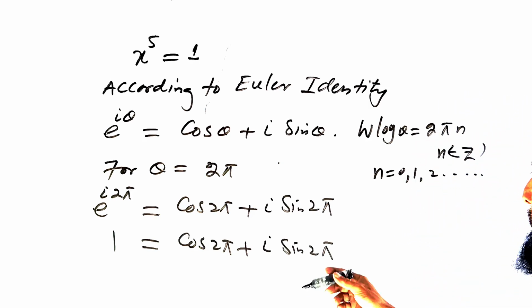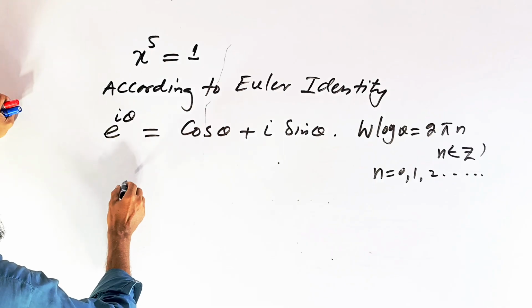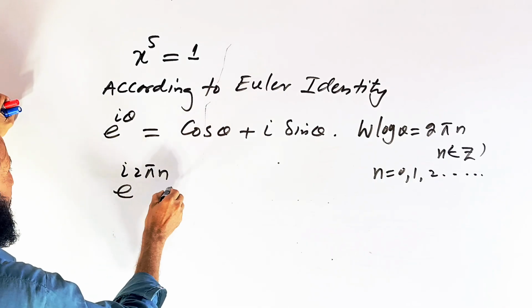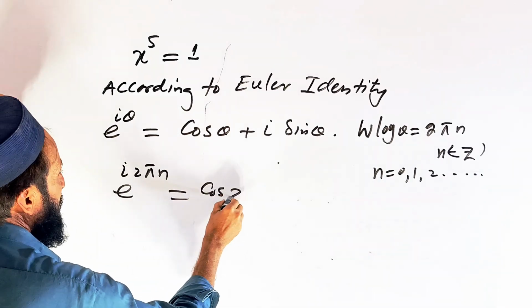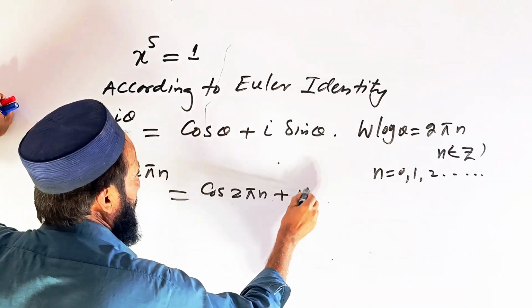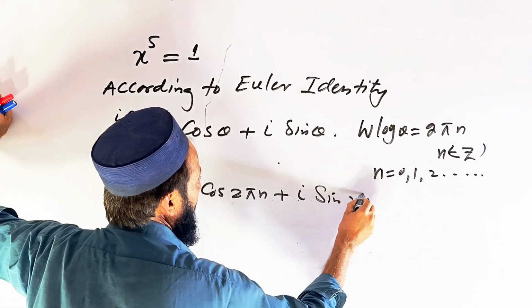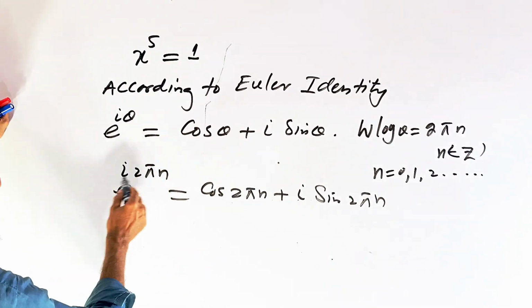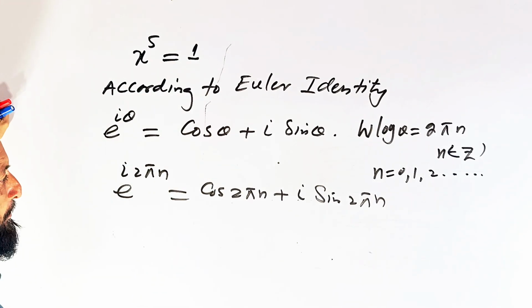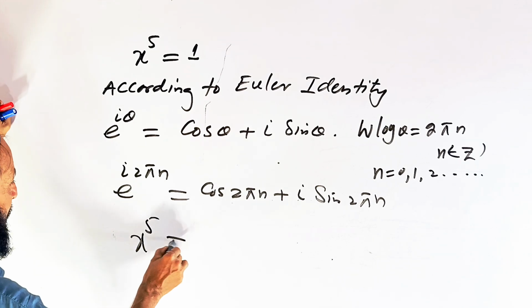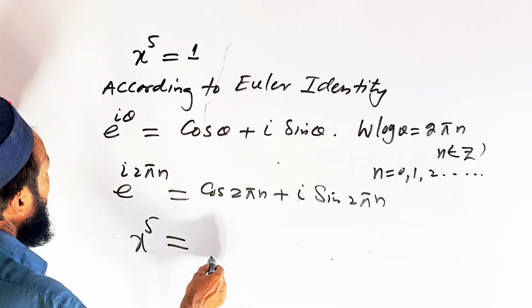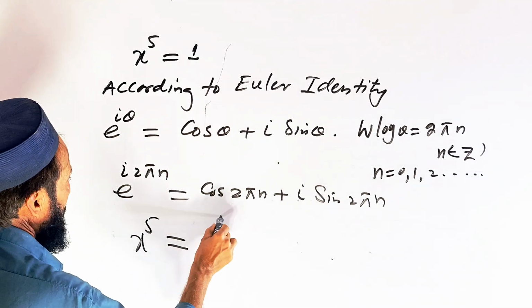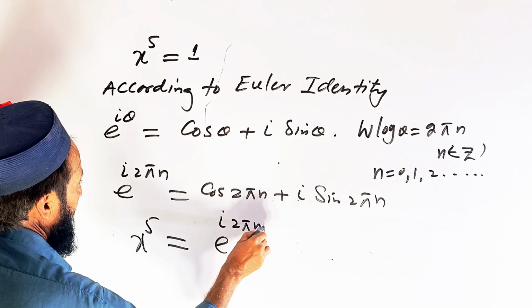Now if we put this general term in for theta, it is equal to 2 pi n, which is cos 2 pi n plus iota sin 2 pi n. So the result is that cos 2 pi n plus iota sin 2 pi n is equal to 1, and it means that x to the power of 5 is equal to 1, and here we get e to the power of iota 2 pi n.